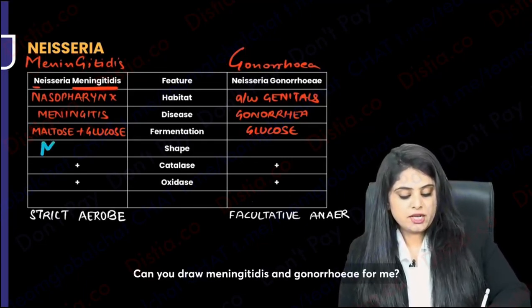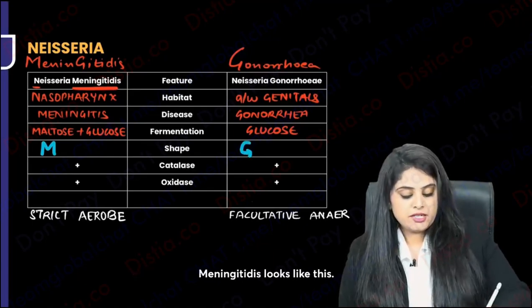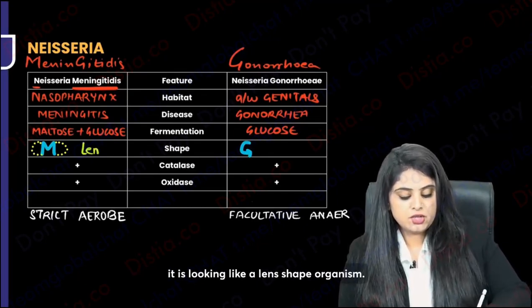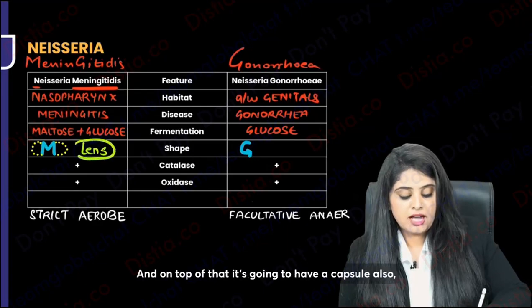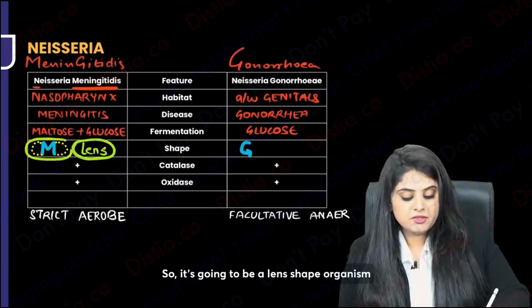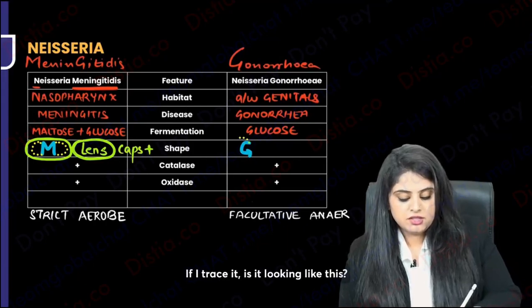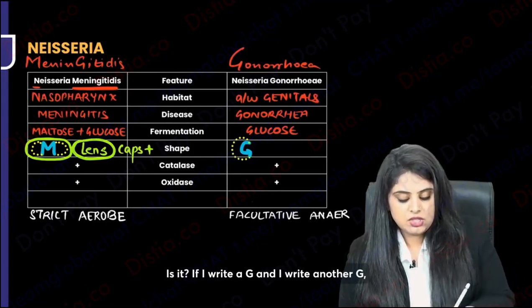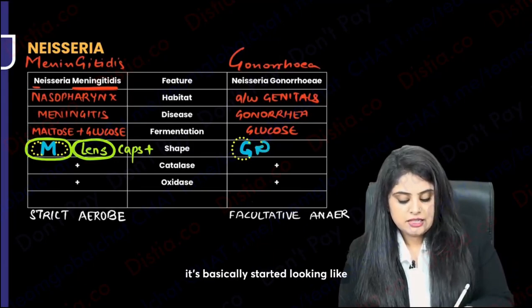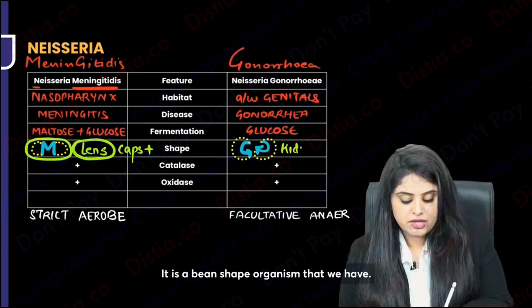Next, what is the shape? Can you draw meningitidis and gonorrhoeae for me, because that will tell you the shape. Meningitidis looks like this. If you take the parallel sides, it is looking like a lens-shaped organism, and on top of that it's going to have a capsule also, which I'll tell you. So it's going to be a lens-shaped organism with a capsule that is present. Whereas gonorrhoeae, if I trace it, is it looking like this? If I write a G and write another G, it's basically started looking like a kidney-shaped organism. It is a bean-shaped organism that we have.